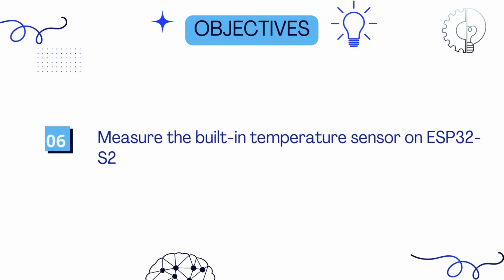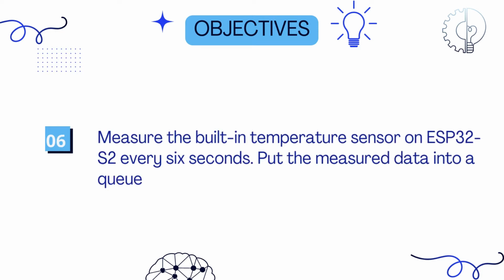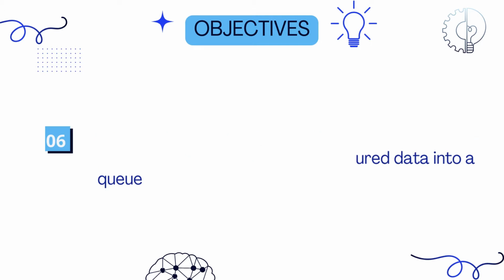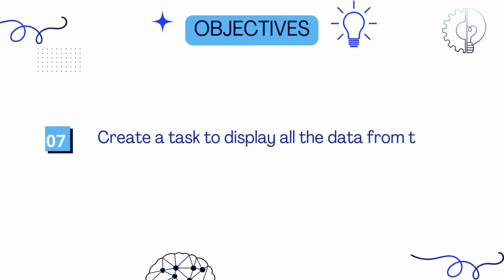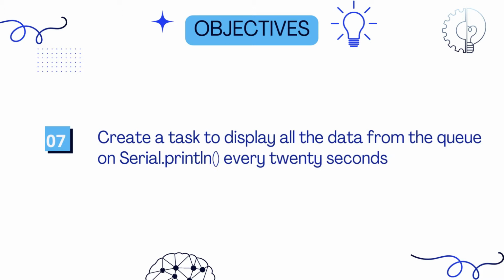Measure the built-in temperature sensor on ESP32S2 every 6 seconds. Put the measured data into a queue. Create a task to display all the data from the queue on Serial.println every 20 seconds.